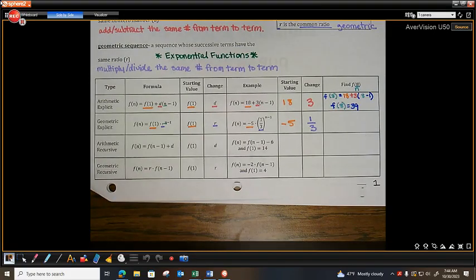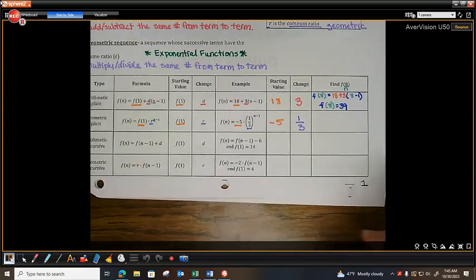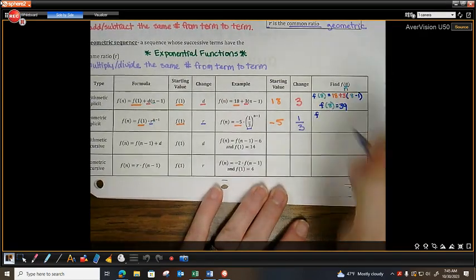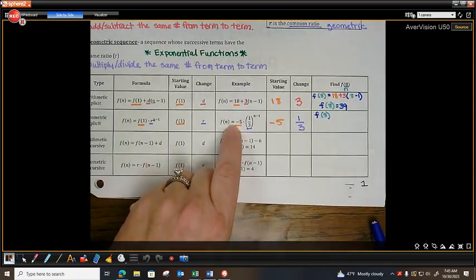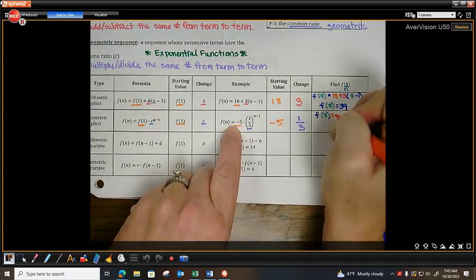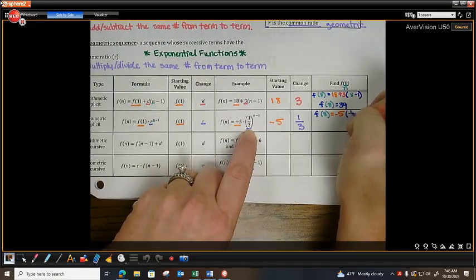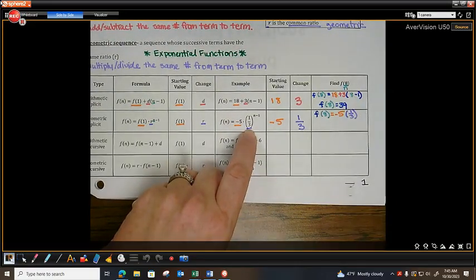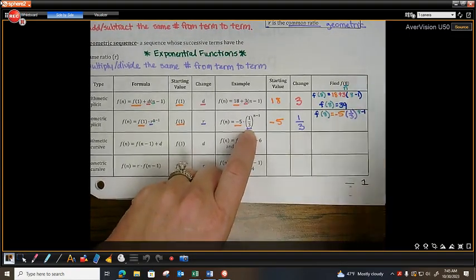Okay. Now find the 8th term. What can I do? If I'm finding the 8th term, what am I going to replace n with? 8. So I'm going to do f of 8 equals negative 5 times 1/3 raised to the 8 minus 1.